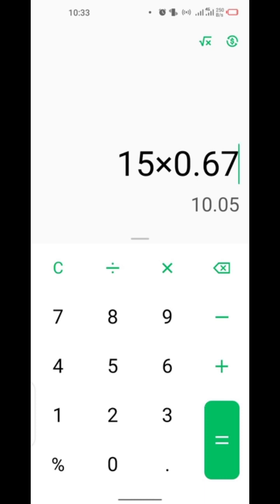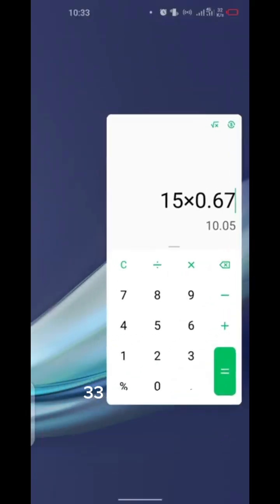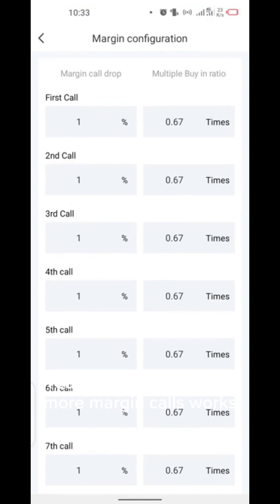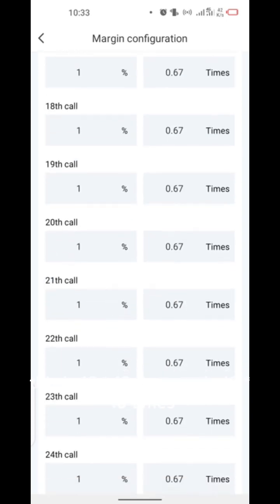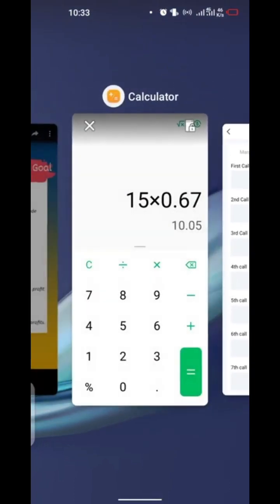And the minimum purchase, because we are going to be buying on a cycle, means we are buying more coins whenever the market falls by a certain percentage, 33 times deep. So I want to reduce on this to create more margin calls, right? Now it means if we buy 33 times, this is 10 times. Okay, now we know that this is 10 times. Let's get back to the calculator.